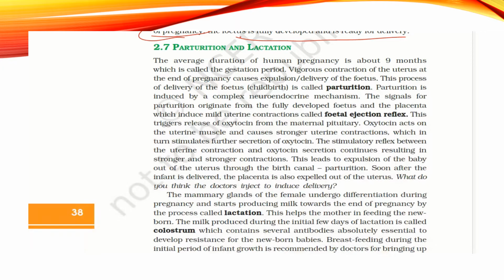So let's get started with today's episode of parturition and lactation. We know that the average duration of human pregnancy is about 9 months, which is called the gestation period. The vigorous contractions of the uterus at the end of the pregnancy cause the expulsion or delivery of the fetus. Now this process of delivery of the fetus or childbirth is called parturition. So you are getting the definition of parturition here.